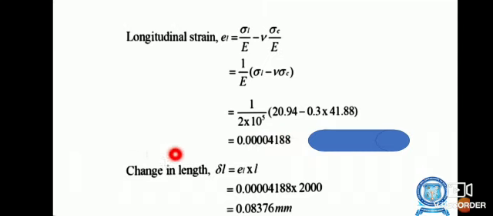Next we have to find out the change in length. Change in length del L is equal to longitudinal strain into L. We have the values of the longitudinal strain and length, so we apply them in this formula: 0.00004188 into length, which is 2000. We calculate this value and got the answer, 0.08376 millimeter. That is the change in length of the cylinder. Thank you.